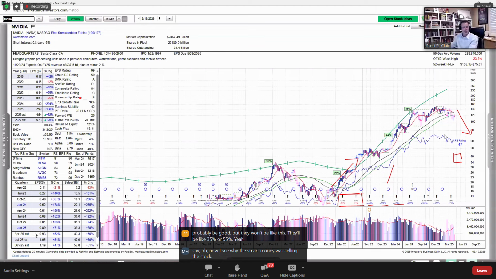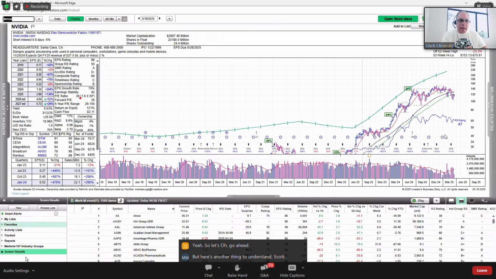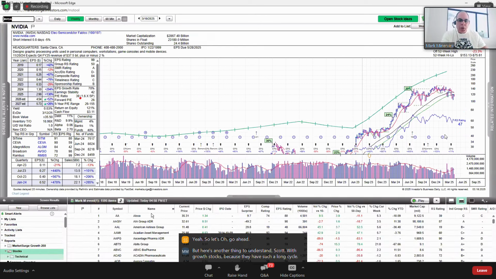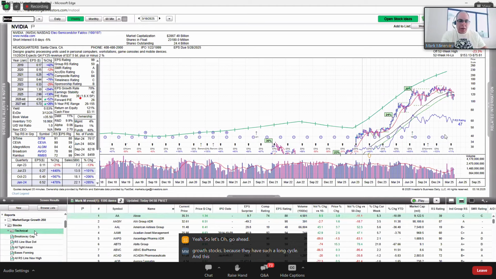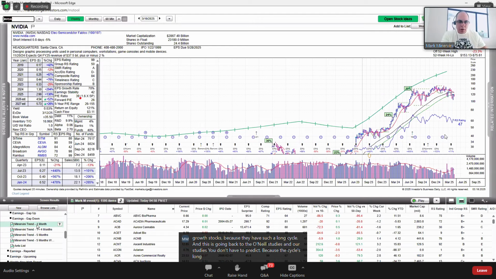Here's another thing to understand, Scott. With growth stocks, because they have such a long cycle, and this is going back to the O'Neill studies and our studies, you don't have to predict because the cycle's long. So you want the earnings on the table. I often point this out, and I asked David Ryan one time in one of our master trader programs, did you ever see O'Neill buy a stock with poor earnings? And I asked Mike Webster the same question.